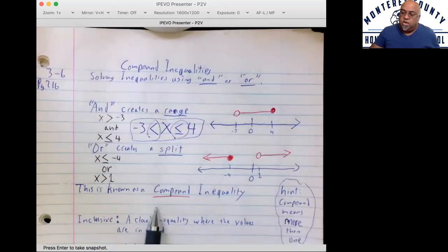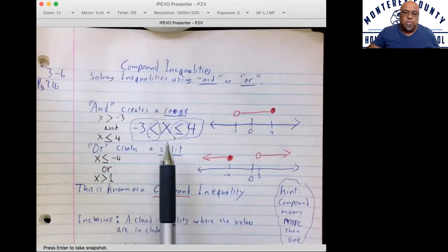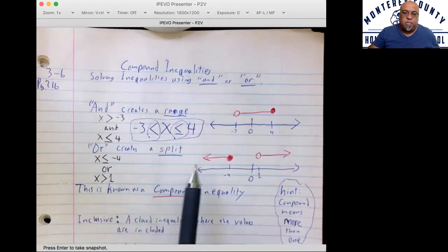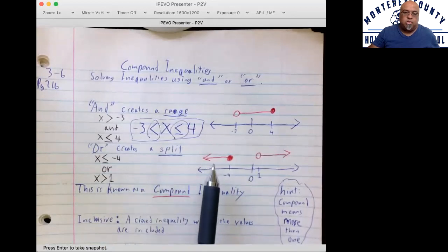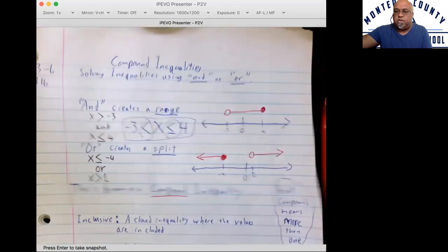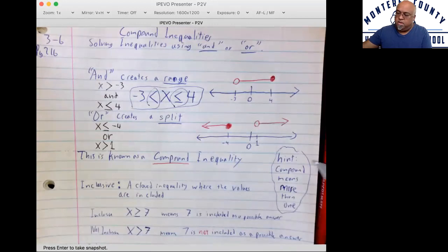So this is known as a compound inequality. Now, you'll notice with the and statement, I wrote everything in one line. But with the or statement, it's better to keep them as two separate inequalities, but then graph them on the same number line. Okay, so there's no reason to write this as two separate statements. It'd just be more confusing to do that. Now, where do we get the word compound from? Hint, compound means more than one. So a compound inequality is an inequality that has more than one inequality symbol. So basically it's got two symbols in it.